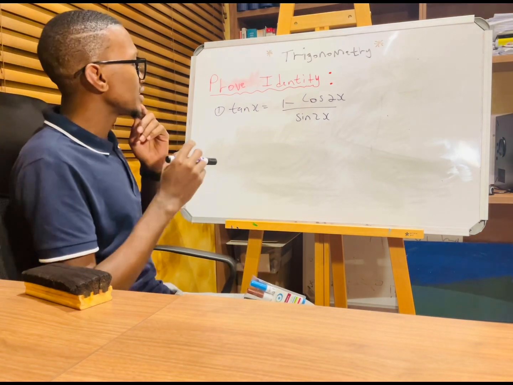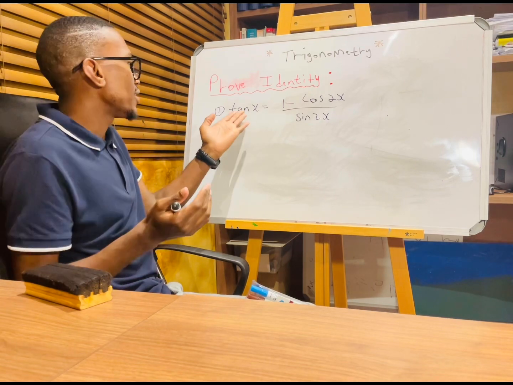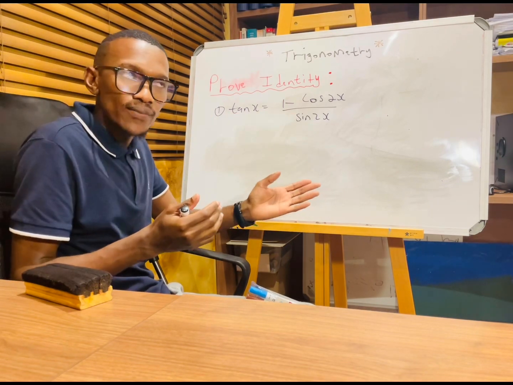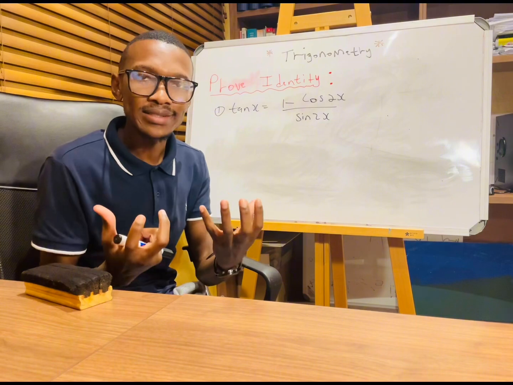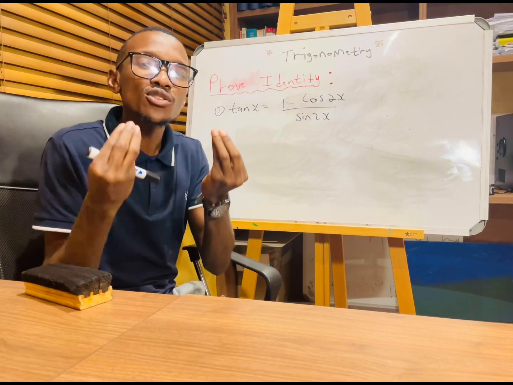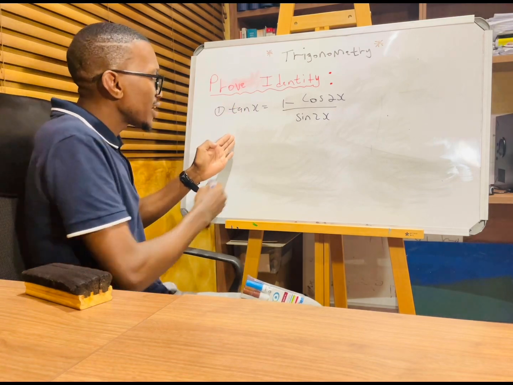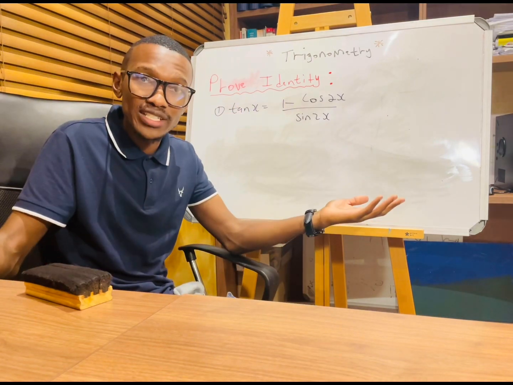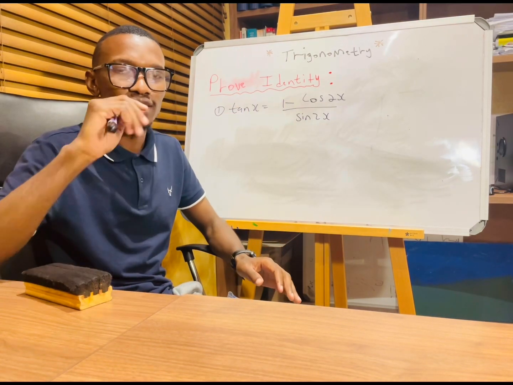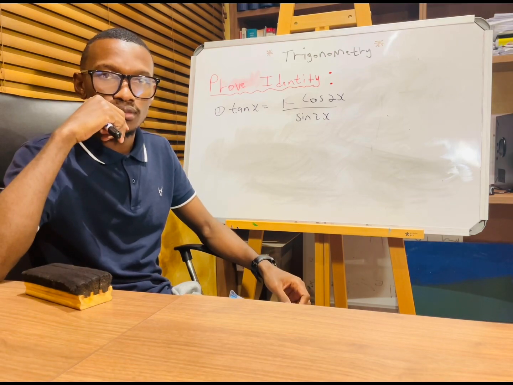Okay, so guys, now we also need to prove that the left-hand side equals the right-hand side. But what is the goal when you are proving identities in trigonometry? The goal is to check the side that is more complicated. So when you look at the left-hand side and the right-hand side, which side do you think is complicated? Just take a moment and think about the answer.